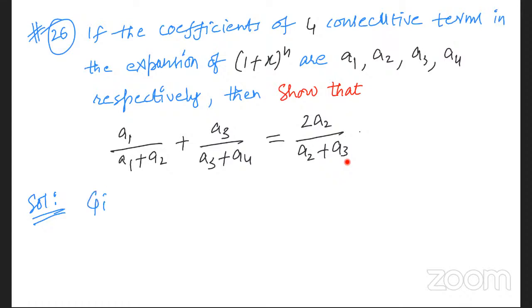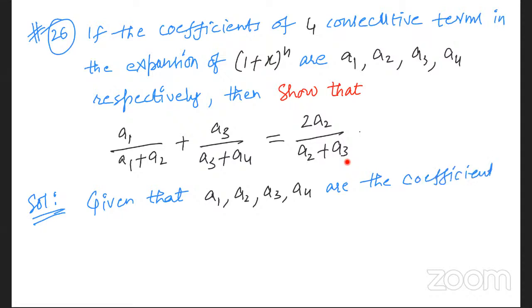Given that a1, a2, a3, a4 are the coefficients of four consecutive terms in the expansion of (1 + x)^n respectively.